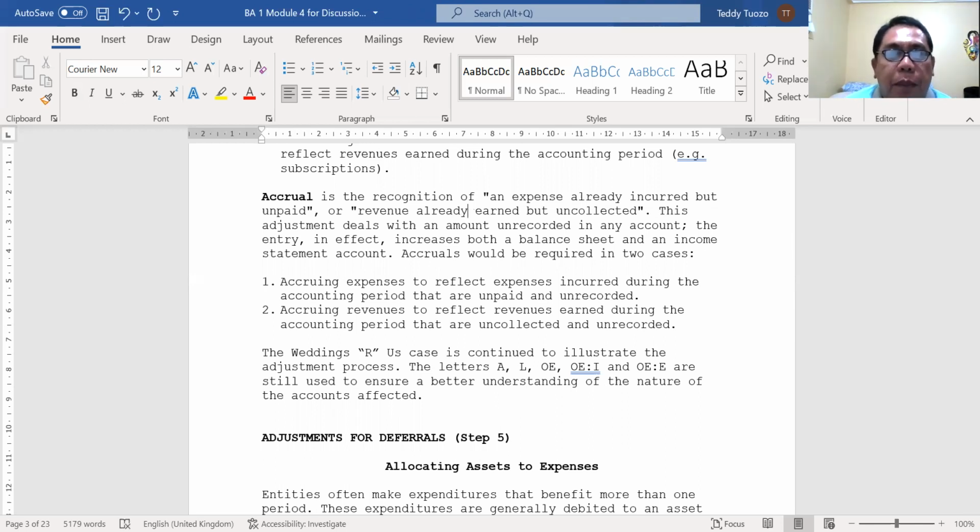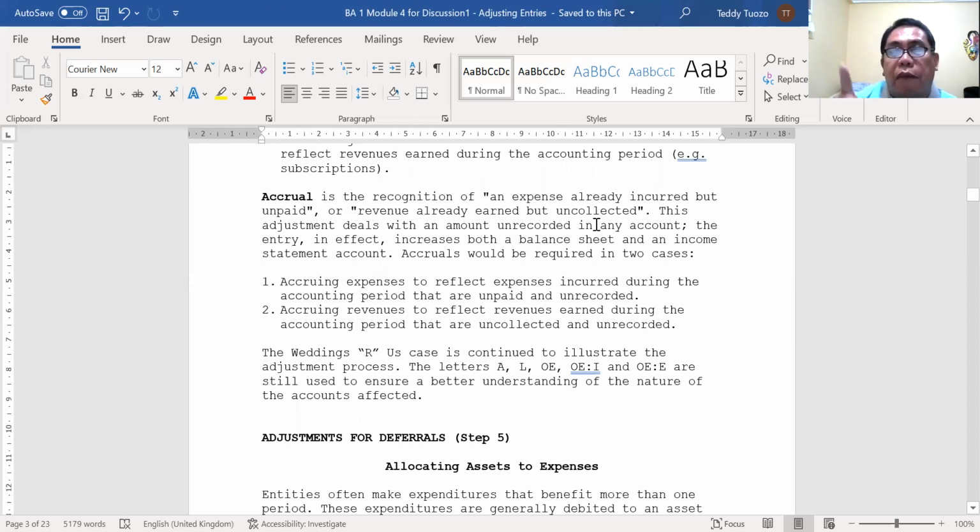An expense already incurred but unpaid, or revenue already earned but uncollected. So if revenue is already collected, that is the deferral we discussed above. Here in accrual, on the part of Sorneco, it is a revenue already earned but not yet collected. On the part of the consumer, the members of Sorneco, it is an expense already incurred but unpaid. This adjustment deals with an amount unrecorded in any account. So there is nothing recorded yet.